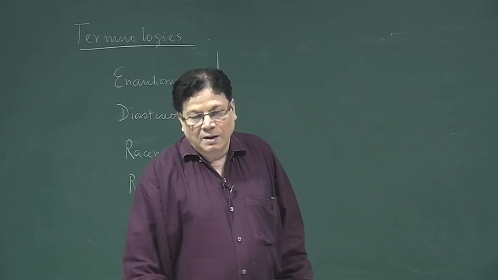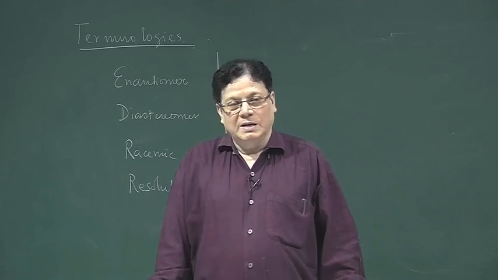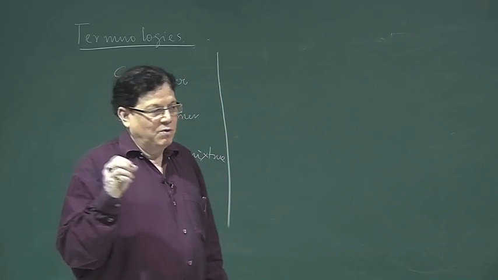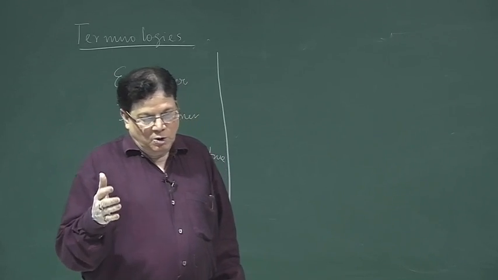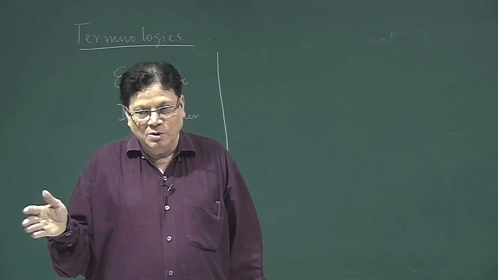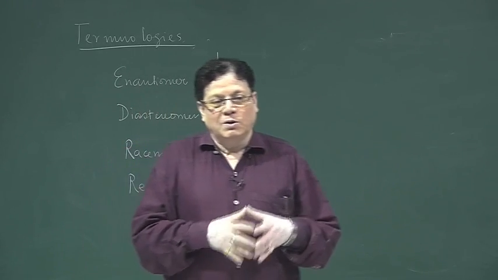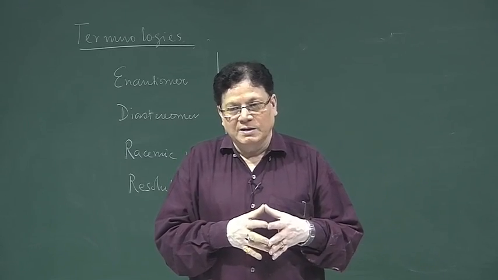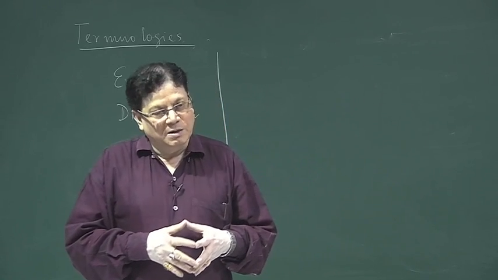Okay. Now, the last time what we said was about optical rotation, which is a very important physical parameter for optically active compounds. This is useful not only to identify one compound from another compound, but also to measure the percentage excess of one enantiomer over the other. So, we have introduced the concept of enantiomeric excess, also known as optical purity.